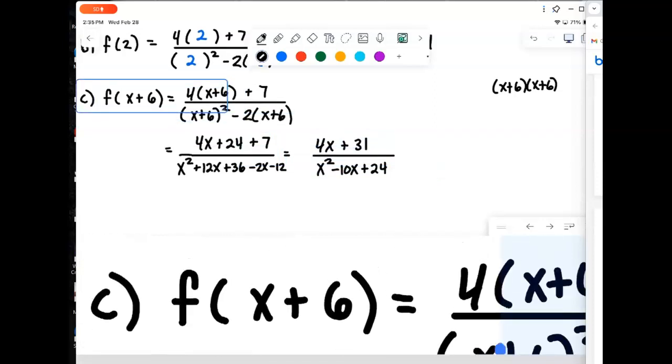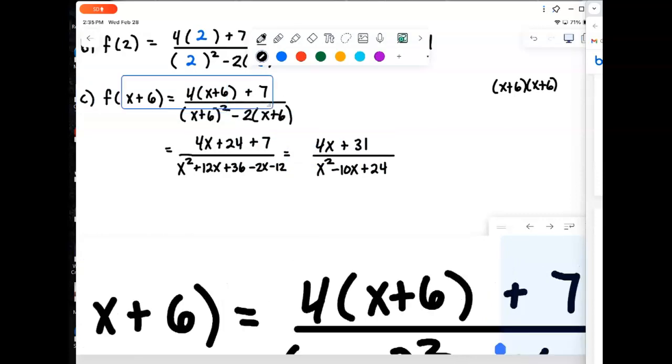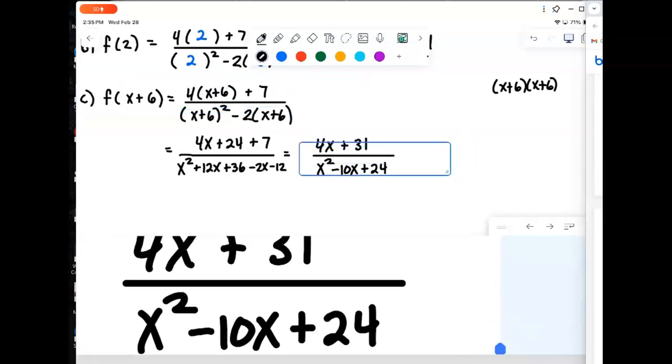And so it turns out that f of x plus 6 is equal to this expression here. And of course, that expression doesn't simplify anymore. And so there we've evaluated our function.